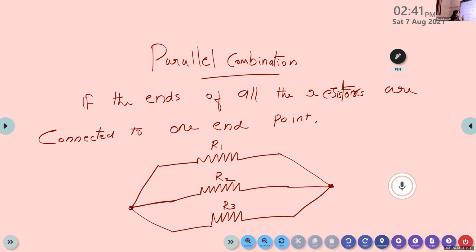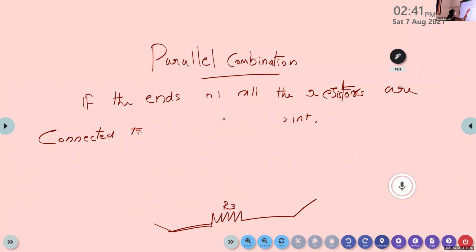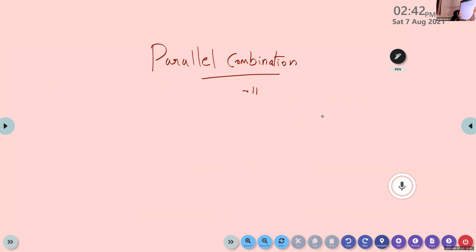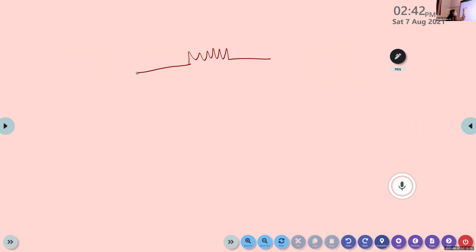Or if the resistors are arranged in rows, this is the first row, this is the second row, and this is the third row, this arrangement of the resistors is called a parallel combination of resistors. Is it clear? Now you can draw a circuit corresponding to this parallel combination. As we said, in a parallel combination the resistors are arranged in rows, or the ends of all the resistors are connected to the same end point.